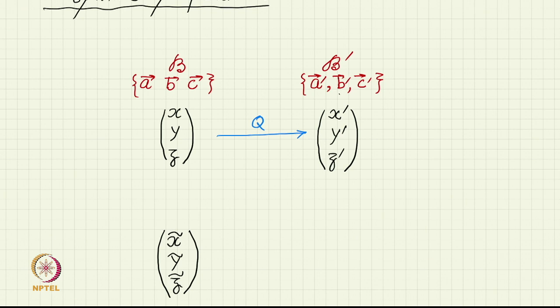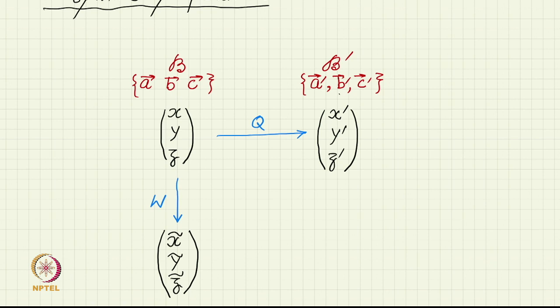So, let us look at this. How do we go from x, y, z to x tilde, y tilde, z tilde? What matrix defines that? W. So, you are with me, I am very happy. So, W.